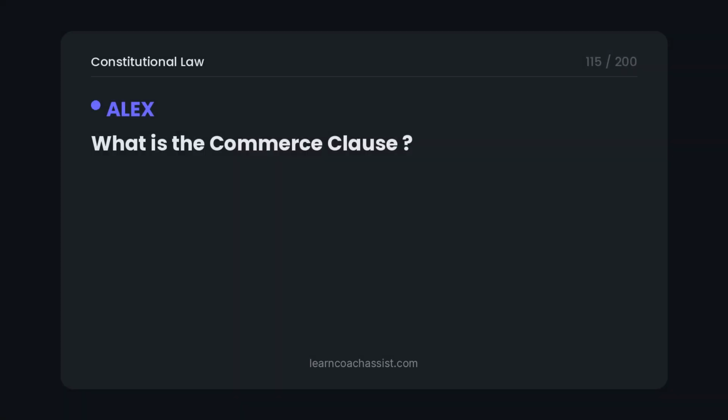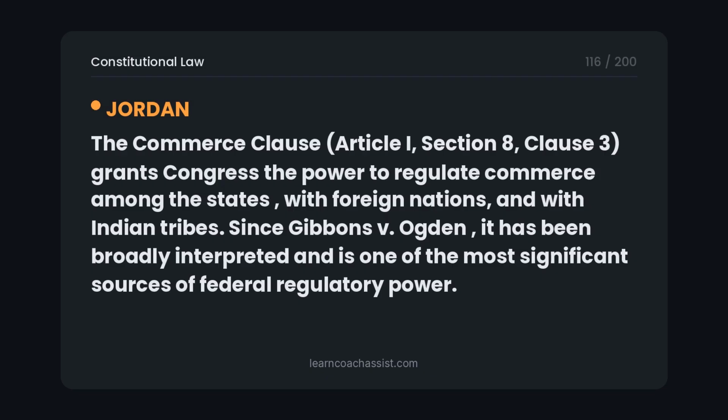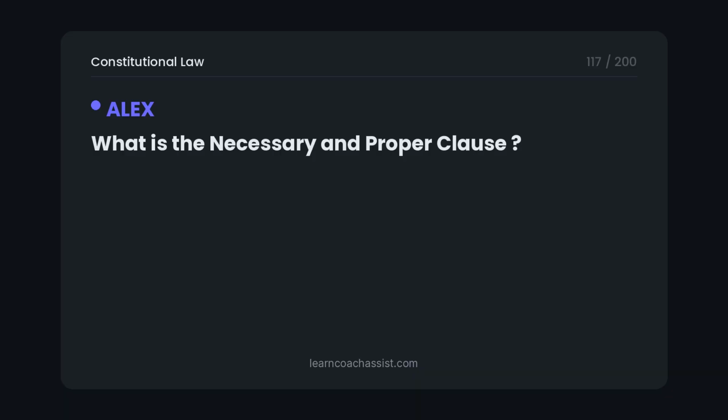What is the Commerce Clause? The Commerce Clause, Article 1, Section 8, Clause 3, grants Congress the power to regulate commerce among the states, with foreign nations, and with Indian tribes. Since Gibbons v. Ogden, it has been broadly interpreted and is one of the most significant sources of federal regulatory power.